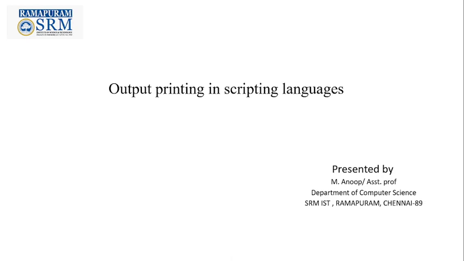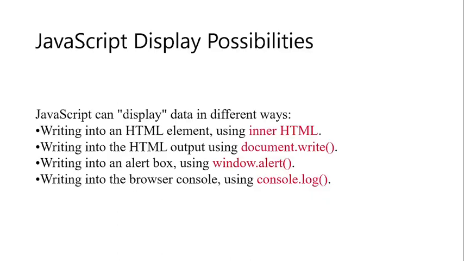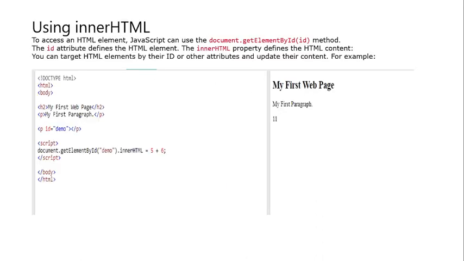Good morning. In this video, we are going to see about the output printing in scripting languages. The possibilities of displaying something in JavaScript can be done in different ways. In order to print in an HTML element, we are using innerHTML, document.write, window.alert, as well as console.log. Each is differentiated, and we are going to see the difference between the display possibilities that can be done using JavaScript.